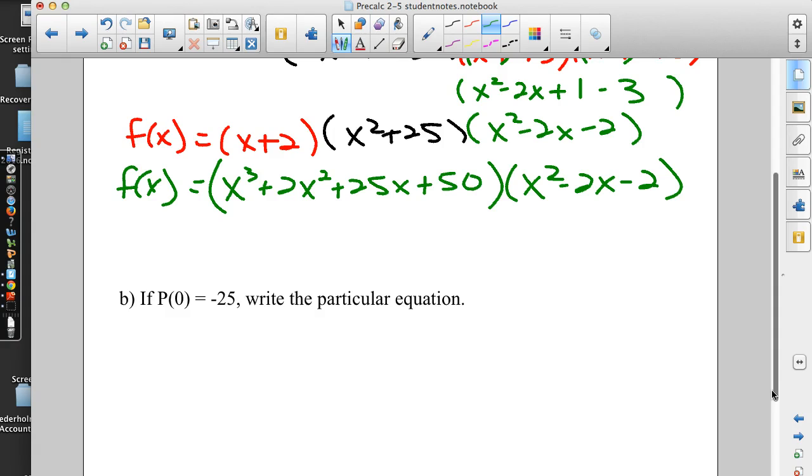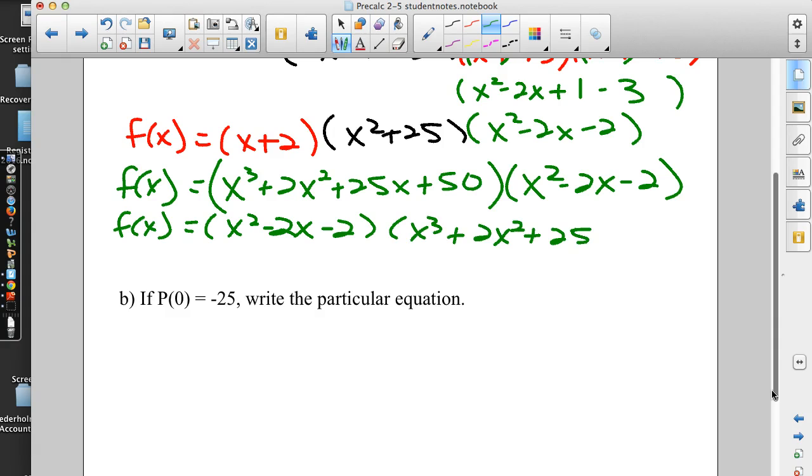Now, it's okay to do all the distribution at this point. You absolutely could do that. But I always like to have the shorter one in the front. I think it just keeps things more manageable. So I'll put the trinomial in front and the polynomial of 4 terms in the back.